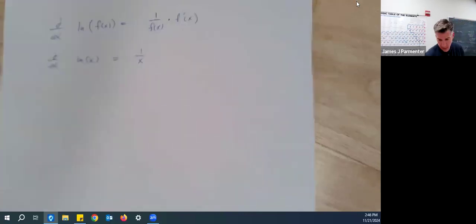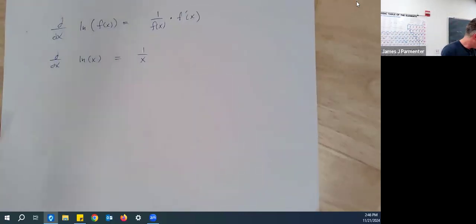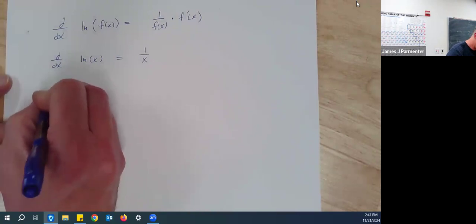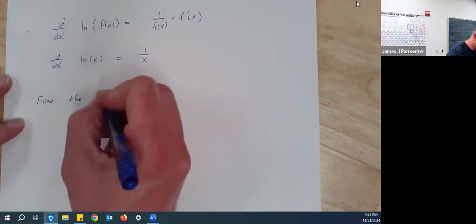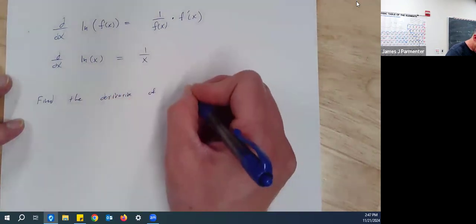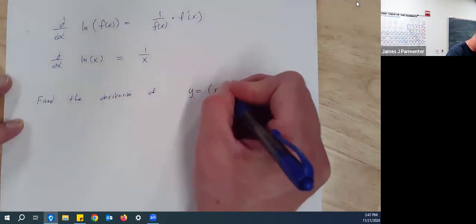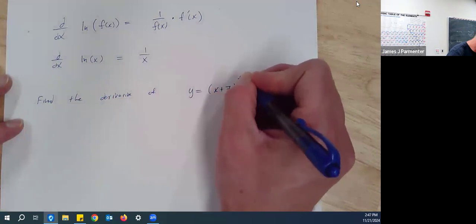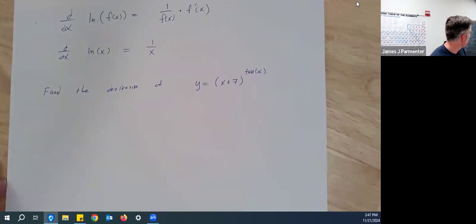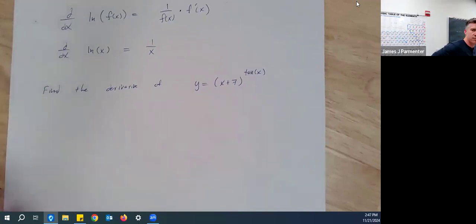So why don't you all try, not that one. Why don't you try doing one like this? Find the derivative of y equal to x plus 7 to the power of tangent of x using the same process. I'll give you a few minutes to do that.